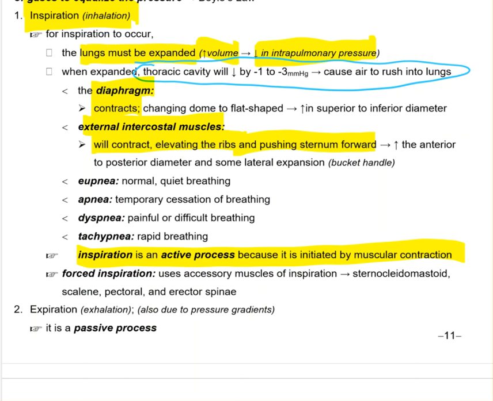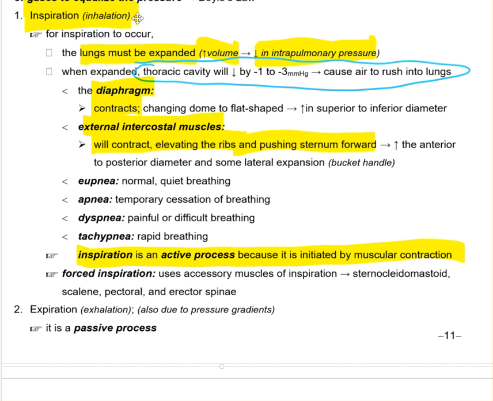Now, we also can force inspiration. If I say, take a deep, deep breath right now, and you do that, what you might notice is that you're going to use other muscles to cause that to happen. Your neck might tighten a little bit, so your sternocleidomastoid, your scalenes, your pectorals, even your erector spinae muscles may all actively work to happen. This is more of a conscious inspiration.